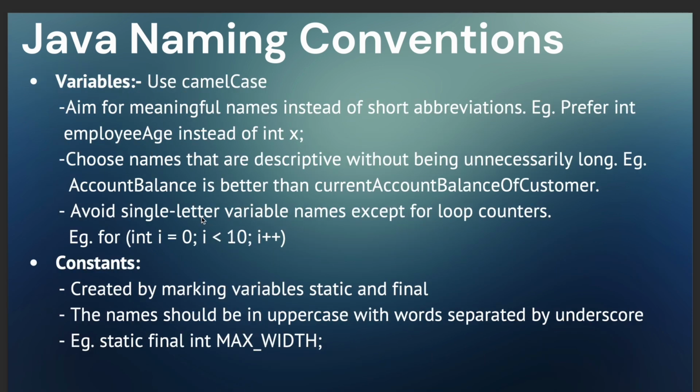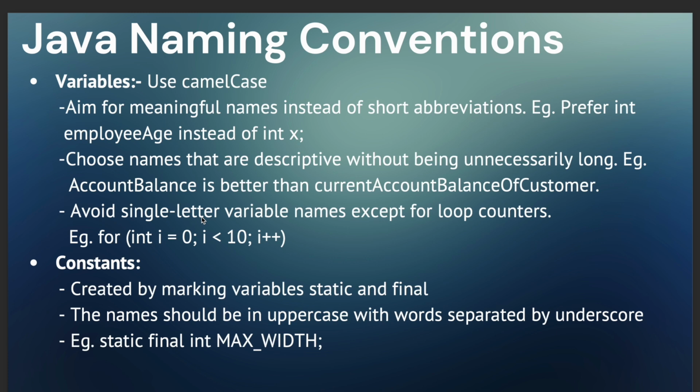Variable names use camelCase. This means the first word starts with a lowercase letter and each additional word begins with an uppercase letter. Here are some common naming practices followed by Java developers for variable names. Compare writing int x versus int employeeAge. The second one tells anyone reading your code exactly what memory is being tracked. Always aim for meaningful names over short abbreviations. Choose names that are descriptive without being unnecessarily long. For example, accountBalance is much better than currentAccountBalanceOfCustomer.